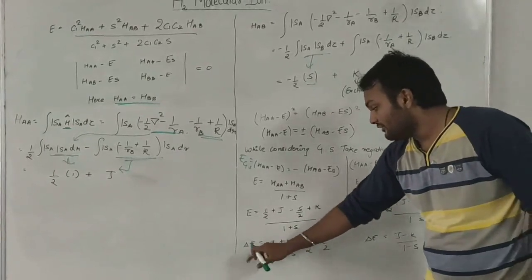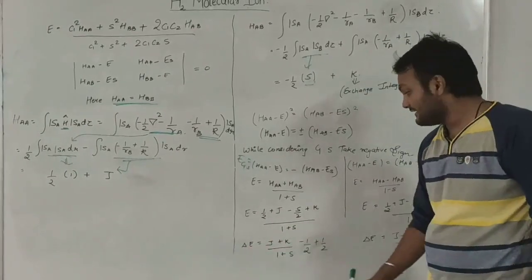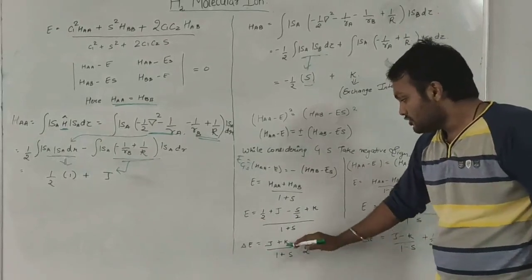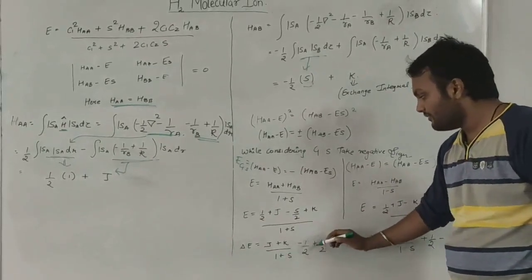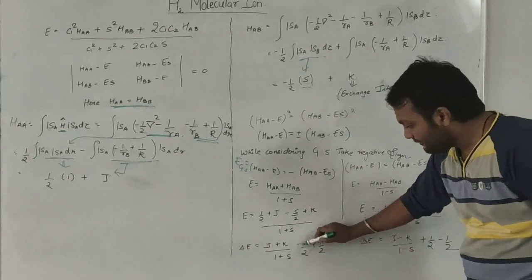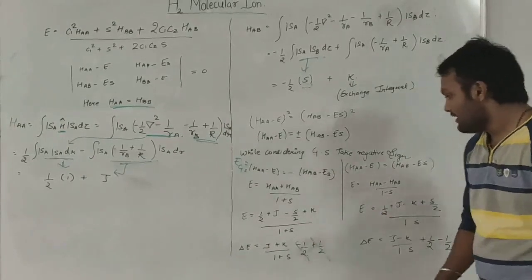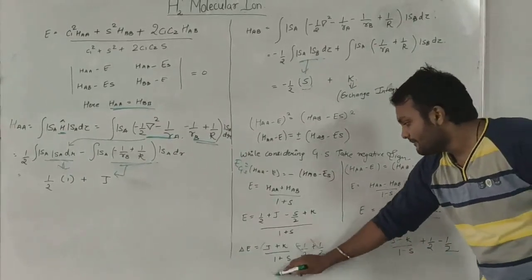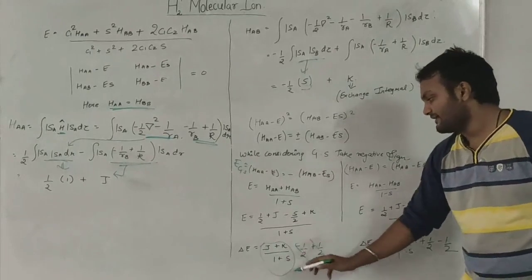Now we will take delta E. Delta E is what? E2 minus E1. So this whole equation will come over here plus 1 by 2. So 1 by 2 will get cancelled, and the whole answer will be J plus K upon 1 by S.